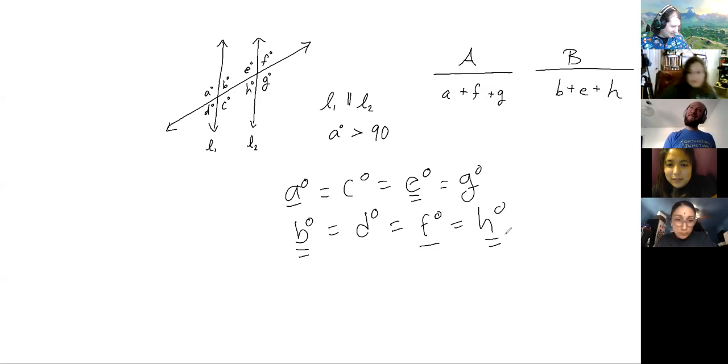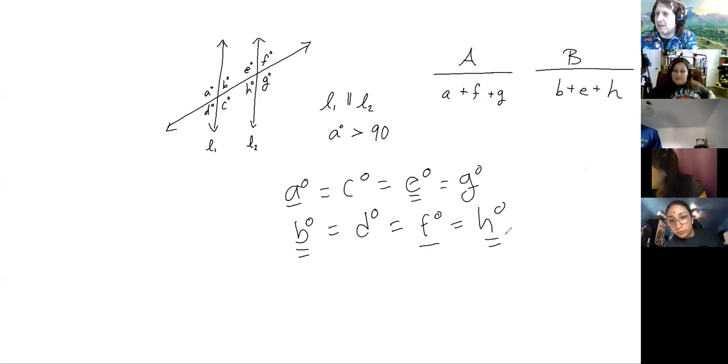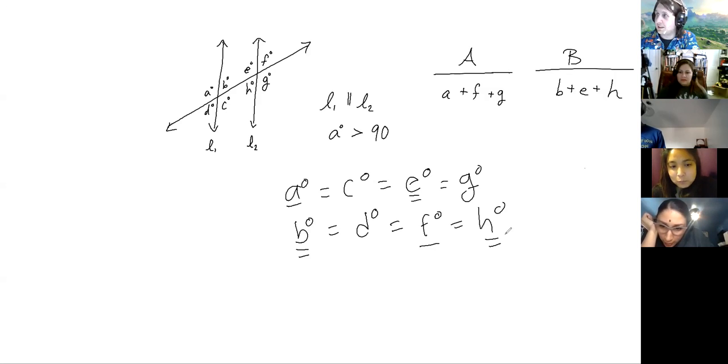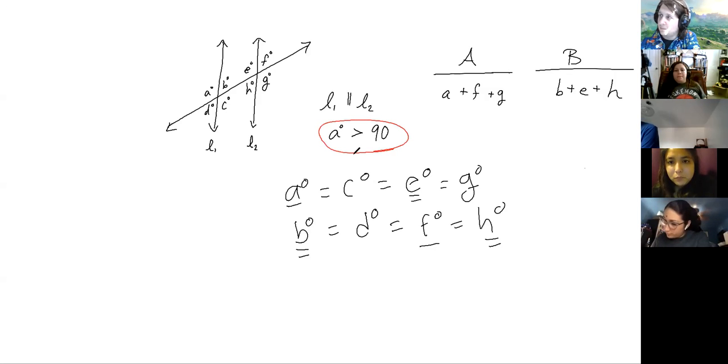Okay, so if we started solving this problem this way, which we can do, then there's something very important that we should look at. Really there's only two angles here. We don't know what those values are, but we do know that angle A is greater than 90. So what does that say about angle B? It's less than. Right, that implies that angle B is less than 90.